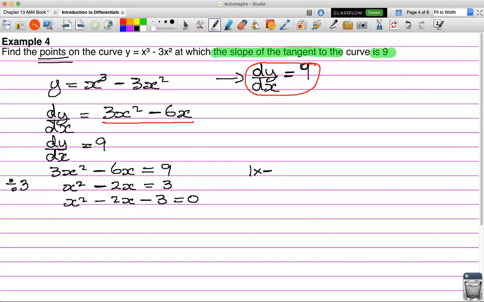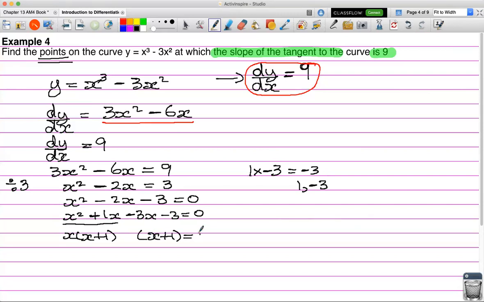First times last is 1 times minus 3, which gives us minus 3. Looking for factor pairs, 1 and minus 3, when they add up, they give minus 2. So yes, they're the correct pair. So x squared plus 1x minus 3x minus 3 is equal to 0. The common factor for the first two is x. So we've got x on x plus 1. And we cheat because we know that's going to be x plus 1 is equal to 0.